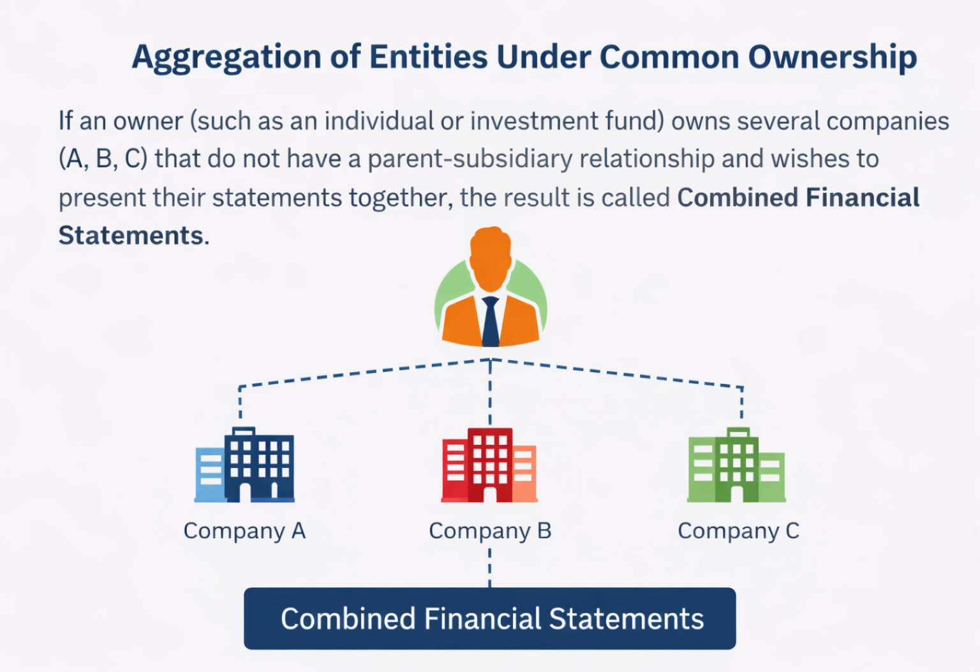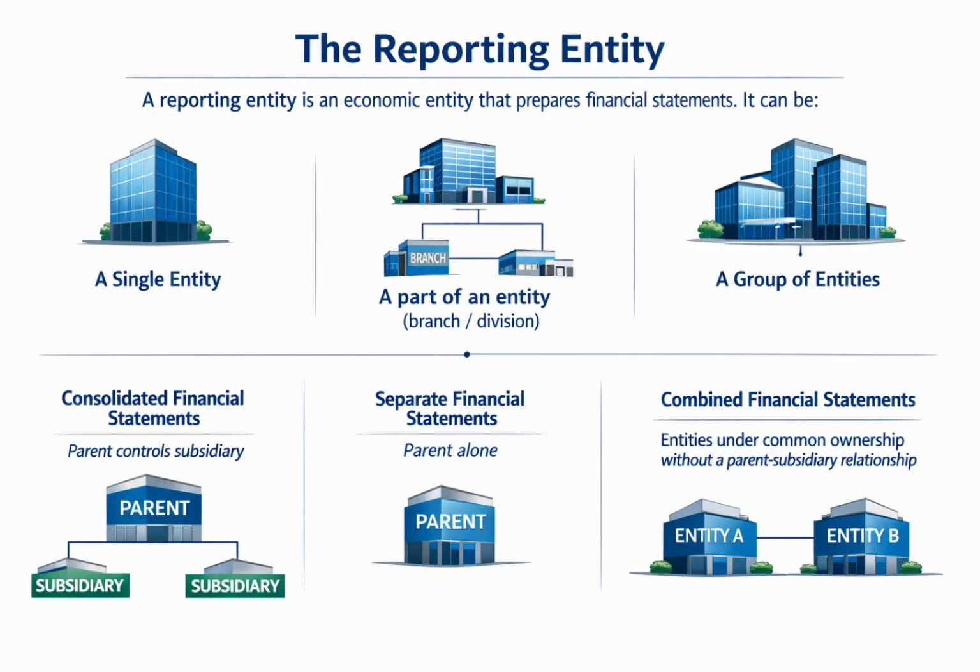3. Aggregation of entities under common ownership. If an owner, such as an individual or investment fund, owns several companies, A, B, C, that do not have a parent-subsidiary relationship and wishes to present their statements together, the result is called combined financial statements. This type is common in private equity reports, or when looking at a group of entities under common control.